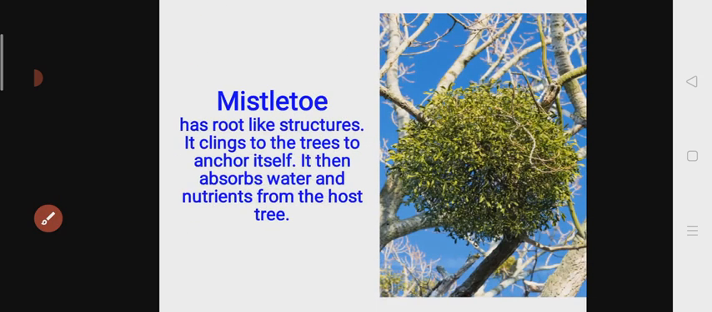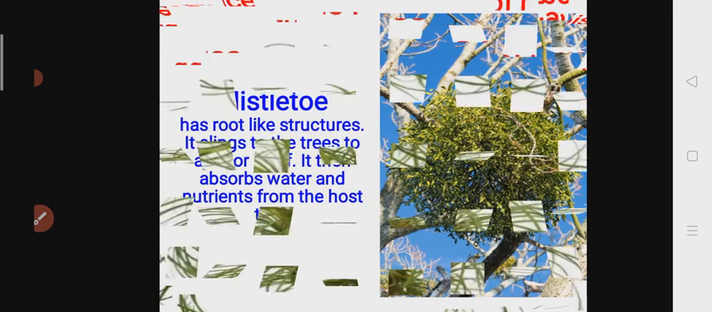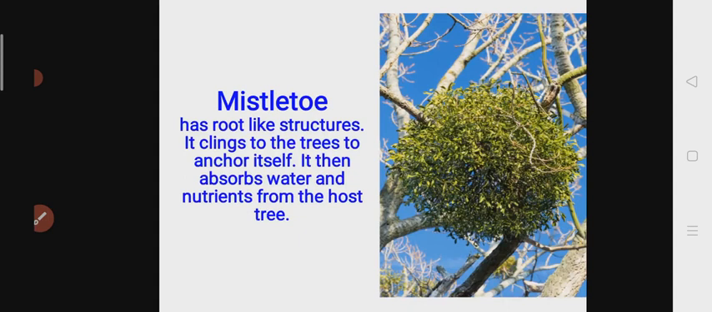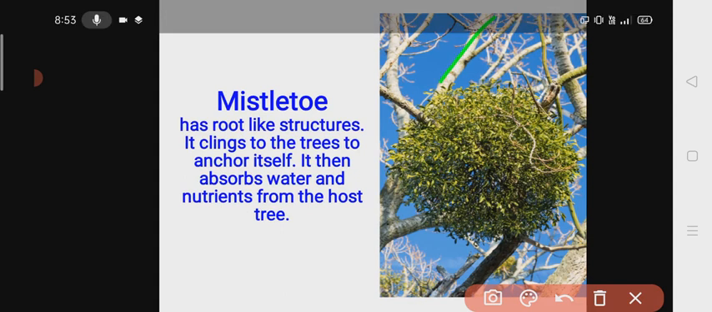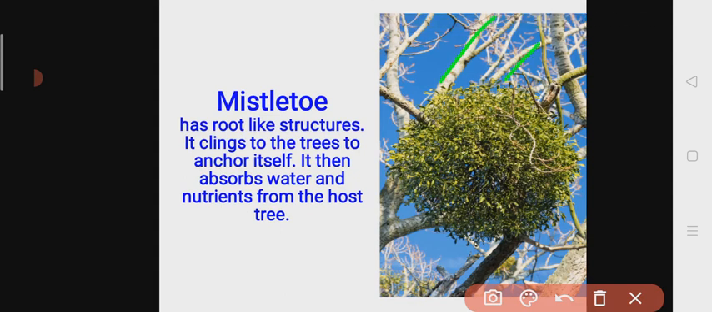The second one is mistletoe. Mistletoe, this plant has root-like structures and it hangs upon other trees to support itself, to anchor itself, and then it absorbs water and nutrients from the host tree. Host tree is that upon which it hangs or clings. So it gets nutrients and absorbs water from that host tree.